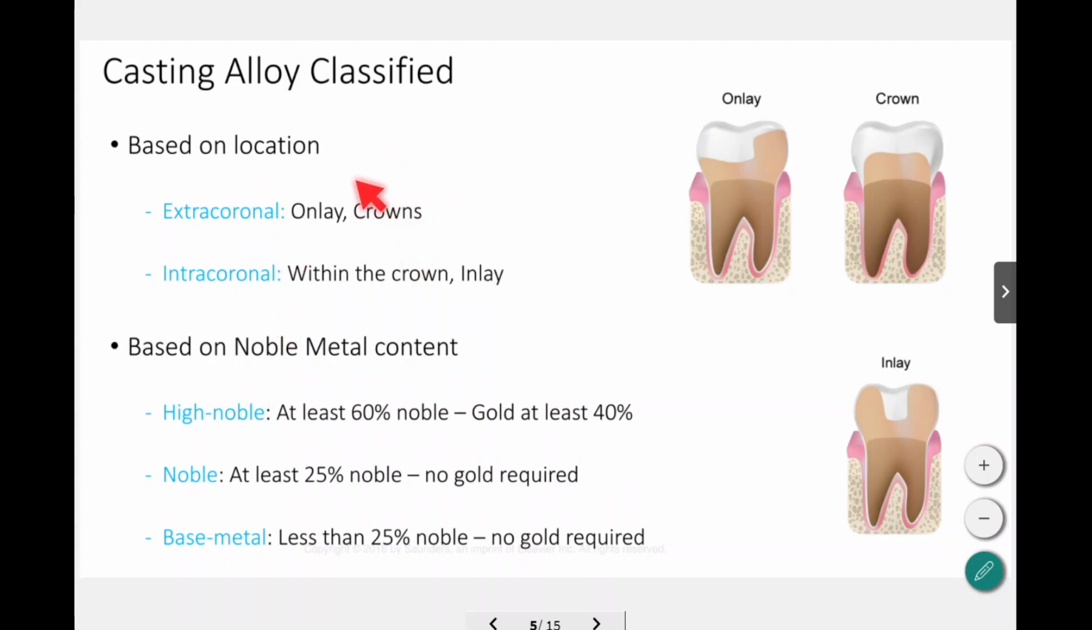Then with the metal alloys also, we have noble metals and we have base metals. Technically the noble metals are the metals that would not corrode or tarnish inside of the oral cavity. So what do you think one of the main noble metals that we would have?